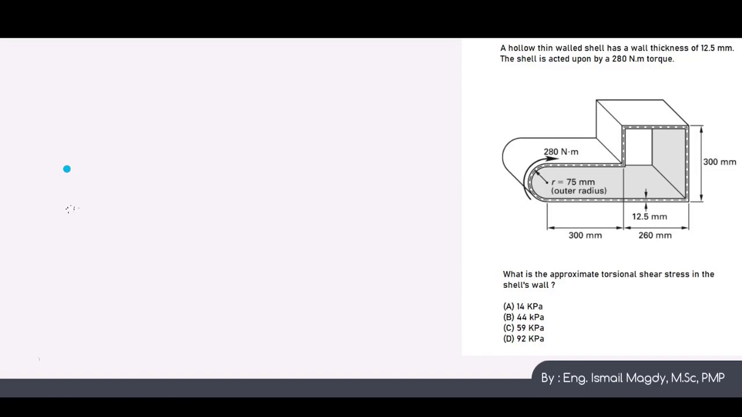We have a thin-walled shell shaft, as we can see here, with a wall thickness of 12.5 millimeter, and it has a torque of 280 Newton meter going around it, and we want to calculate the torsional shear stress in the shell wall. Okay, so we know that the equation of the shear stress due to torsion equals T over 2 area median multiplied by t. This is in case of thin wall shafts, as we have already discussed in this video.